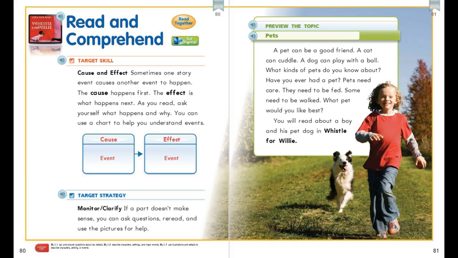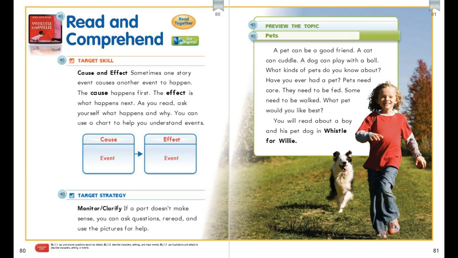This week's story is called Whistle for Willie. We have on page 80, we are going to look at our target skill, target strategy, and do some previewing of the topic. So if you could turn in your book to page 80 and read it together with me or follow along.